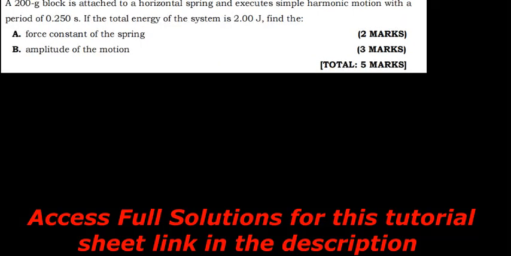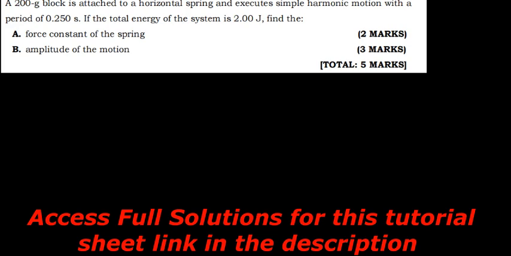So now let us look at question 2, which is saying a 200 grams block is attached to a horizontal spring and executes simple harmonic motion with a period of 0.25 seconds. If the total energy of the system is 2.00 joules, find A, the force constant of the spring, and B, the amplitude of the motion. Now, I want you guys to understand one thing.